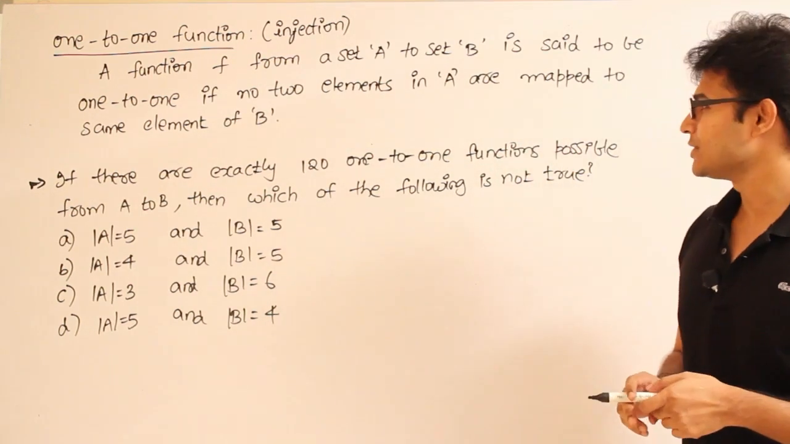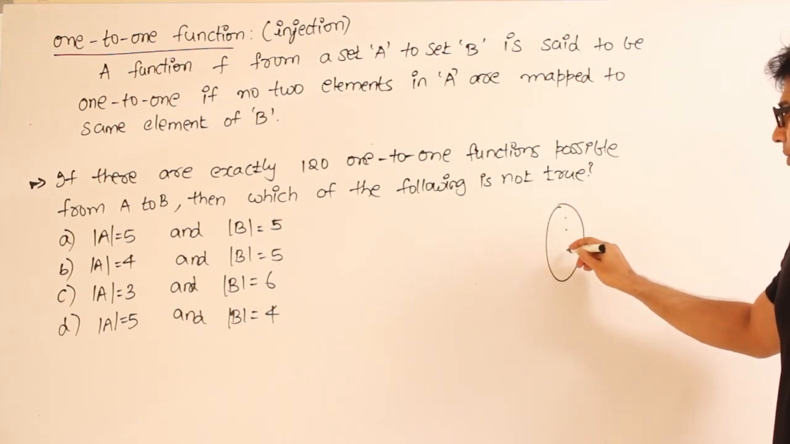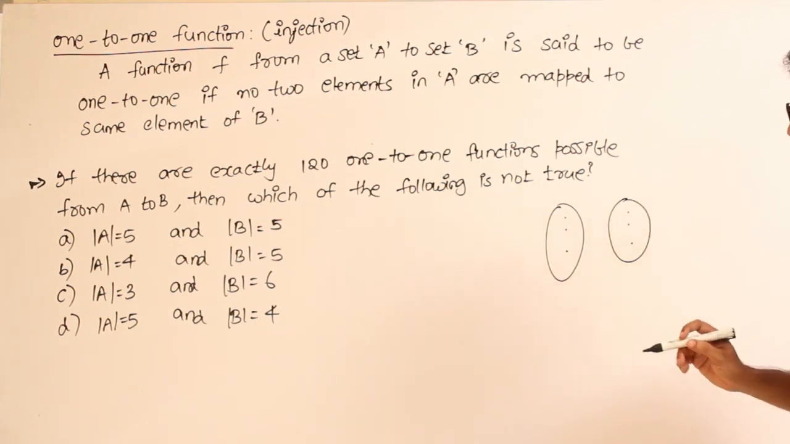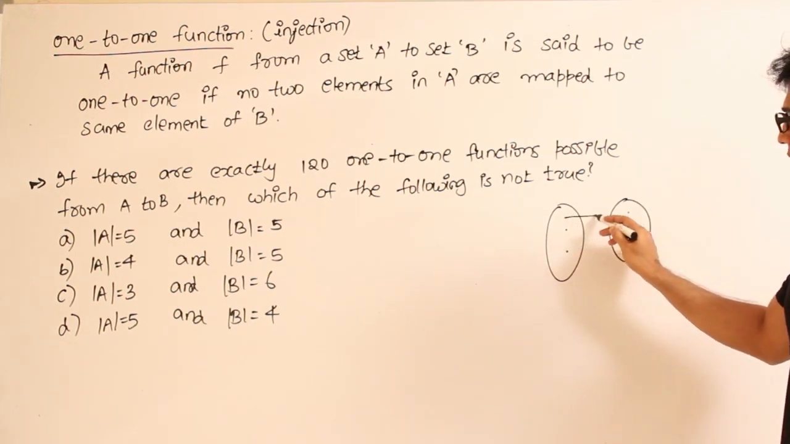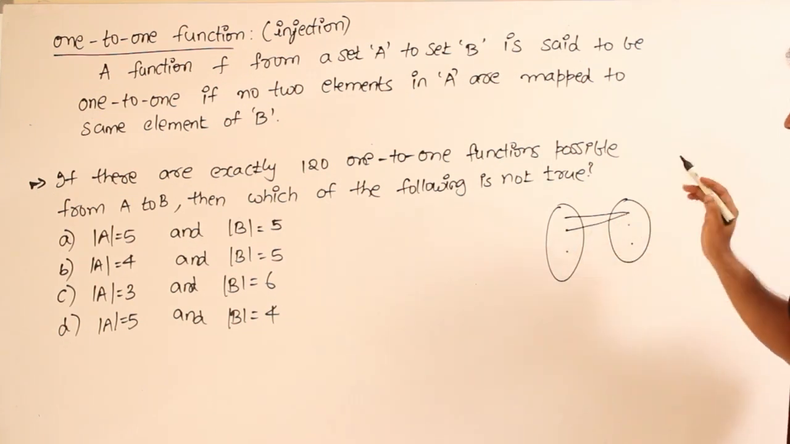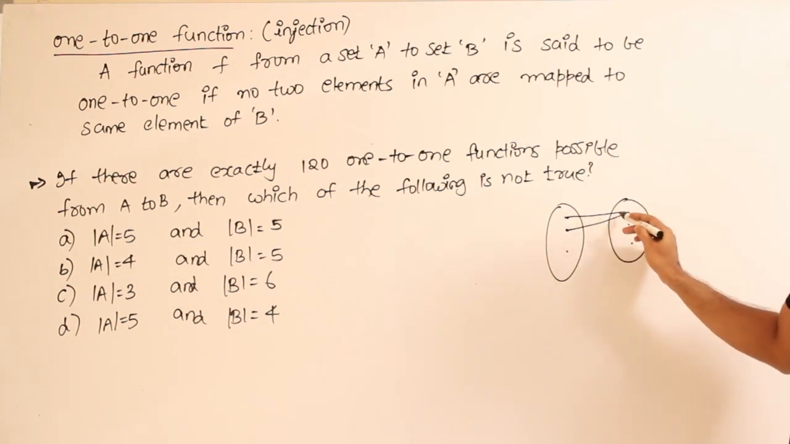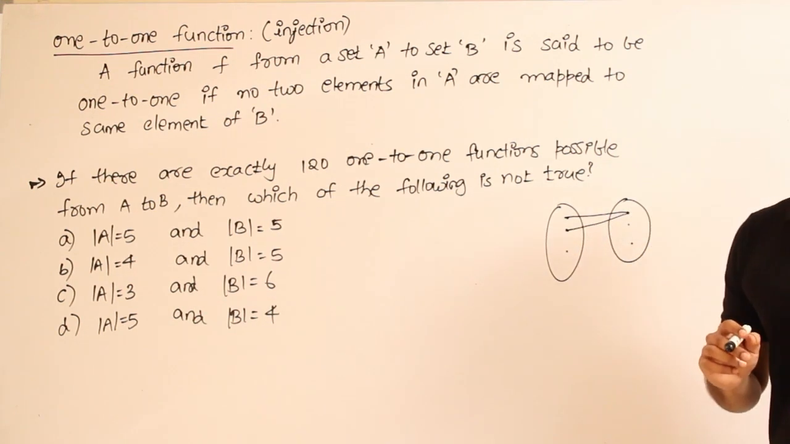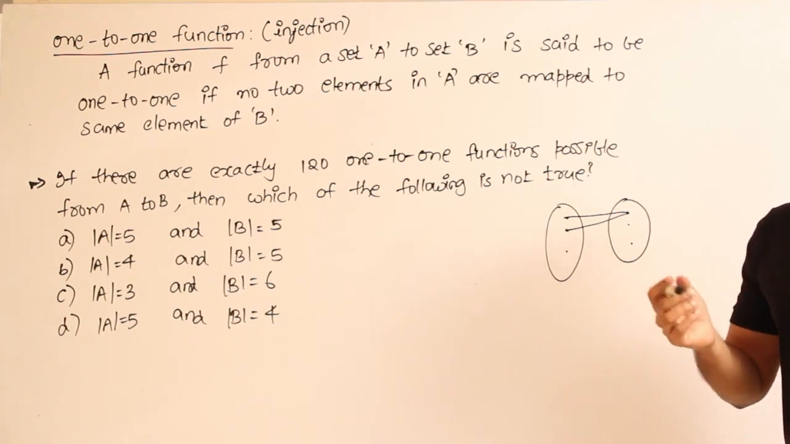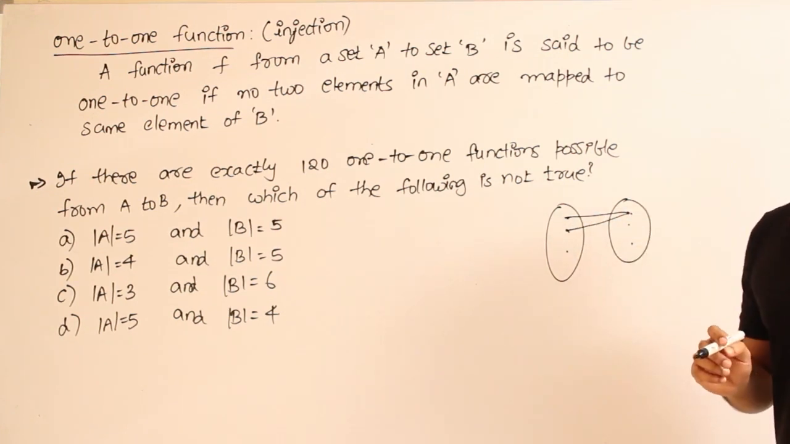Okay, what I mean to say is this. Let us say you have three elements here and three elements here. When you are mapping one element from here to here, you should not map another element to the same element. That is the meaning of a one-to-one function. If no two elements are mapped to the same element, then it is called a one-to-one function. A one-to-one function is a function in which no two elements have the same image.